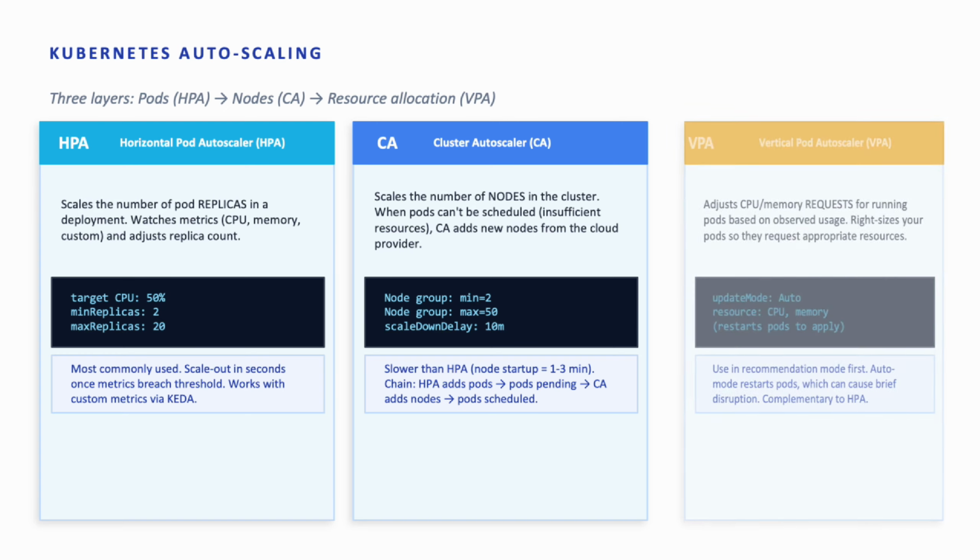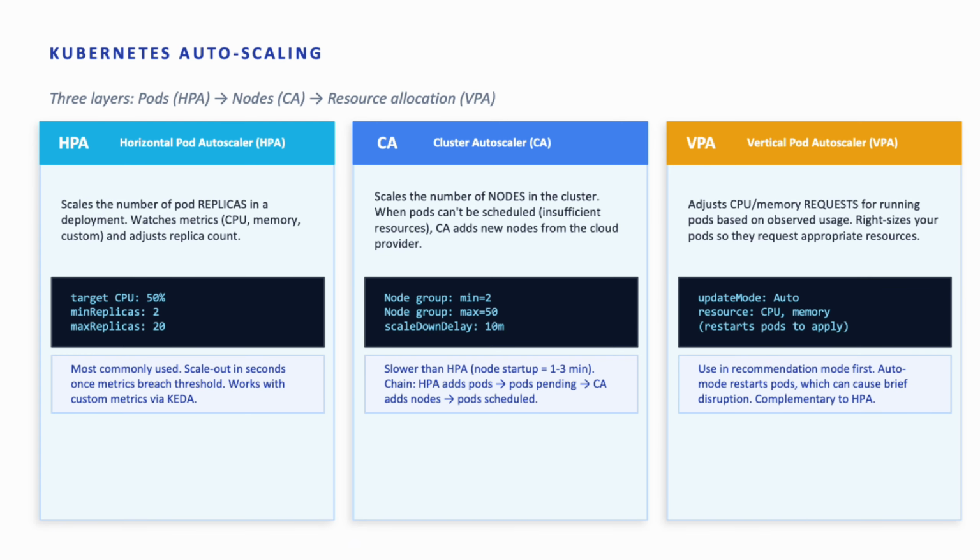The third layer that we have is the Vertical Pod Autoscaler, or VPA. Instead of adding more pods, VPA makes existing pods bigger, like adding more CPU and more RAM. It observes actual resource usage over time and recommends or automatically adjusts CPU and memory requests. Use VPA in recommendation-only mode first, and automatic mode requires pod restarts to apply new resource limits.